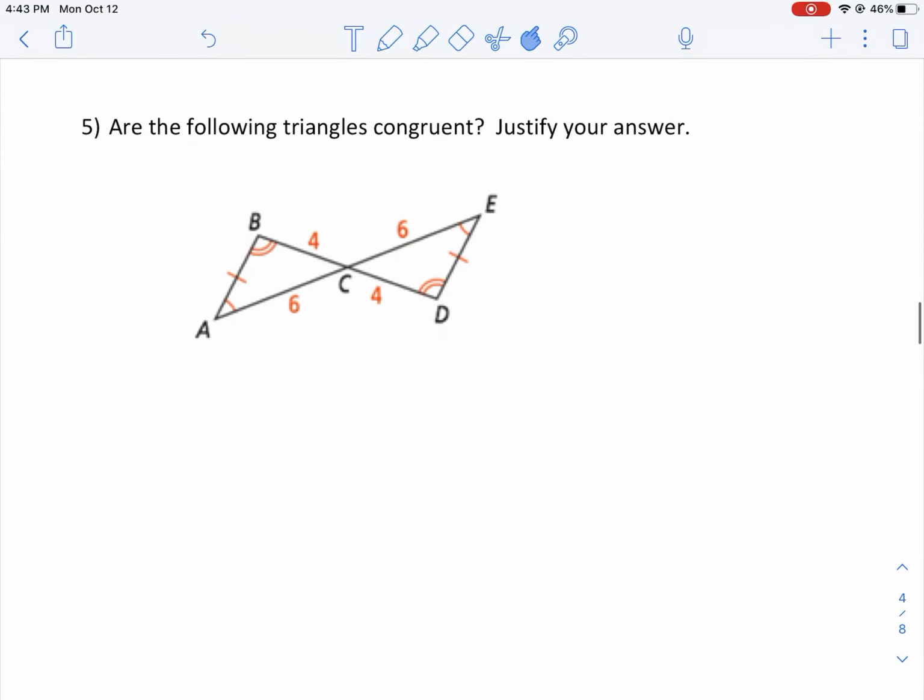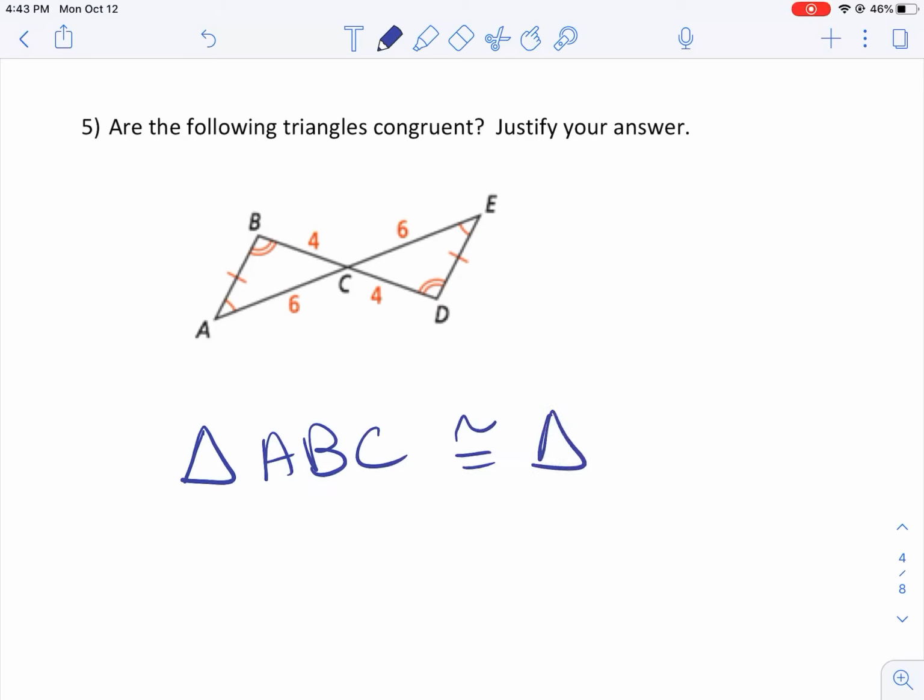Okay. Are the following triangles congruent? Justify your answer. So in order for them to be congruent, we need all of their corresponding parts to be congruent to each other. So if I took triangle ABC, I'm wondering if it is congruent to, and now I have to fill in the order that these would need to be congruent.